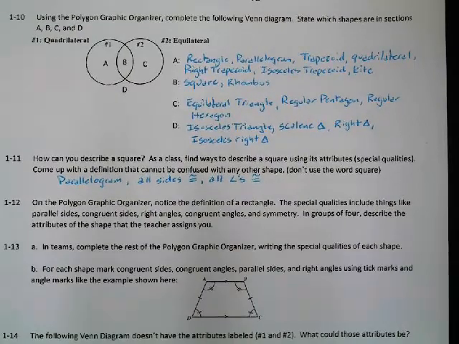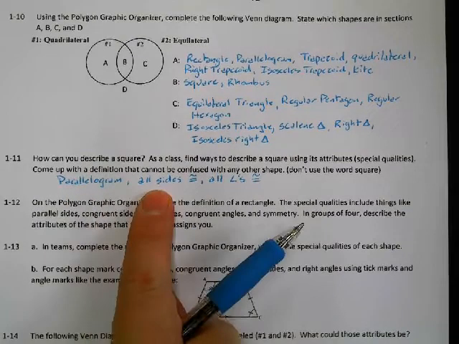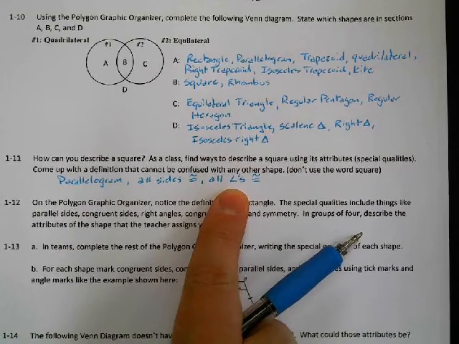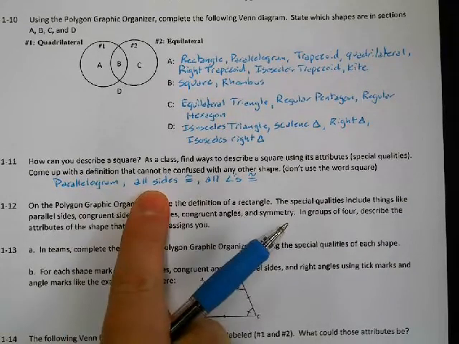So if I say I've got a parallelogram with all the sides congruent and all the angles congruent, there's only one thing it can be. That's a good definition because it's not confusing. You can't confuse it with another shape. So a parallelogram with all sides congruent and all angles congruent is definitely going to be a square.